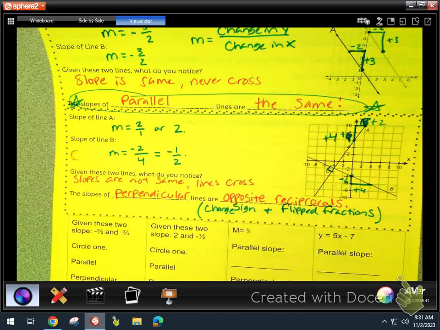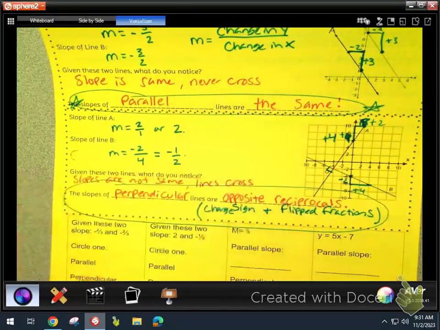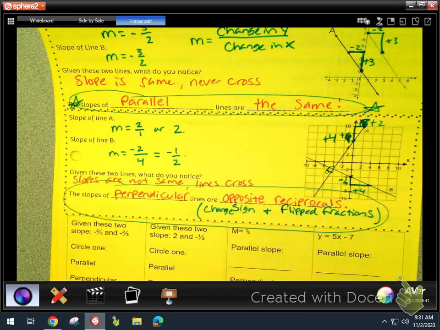And then Roman came up with something yesterday. I forgot what it was already, though. But whatever it takes, you got to know. It wasn't as good as flip and change. Flip and change makes it kind of easy, okay? But you're flipping the fraction and changing the sign. Those two things have to be true. So let's play a little game real quick, okay?